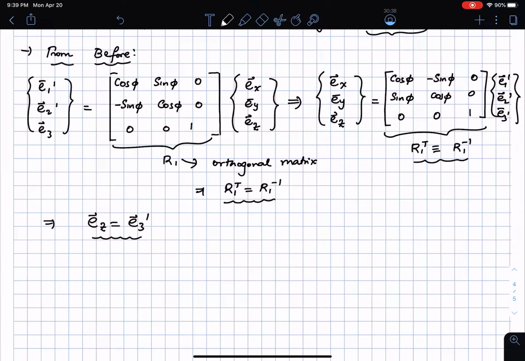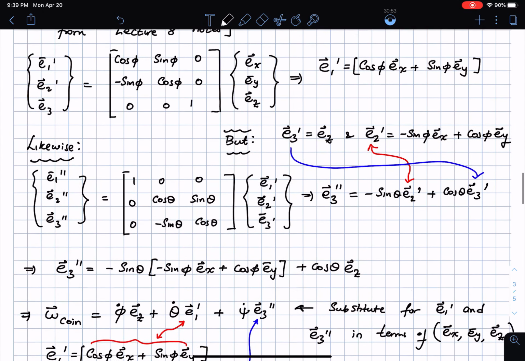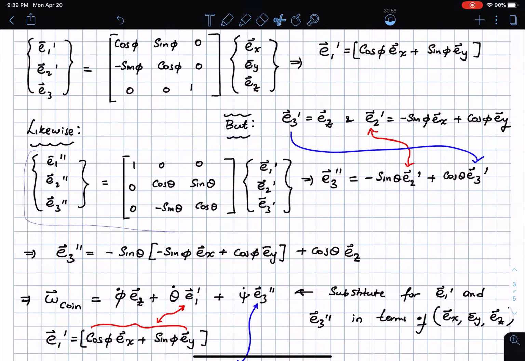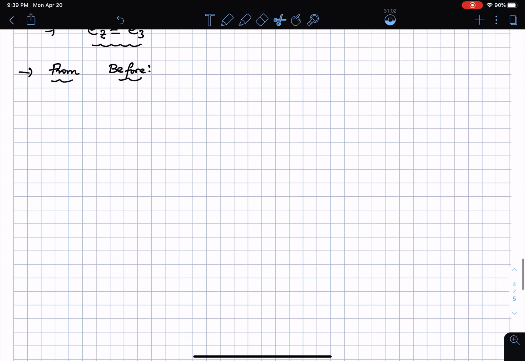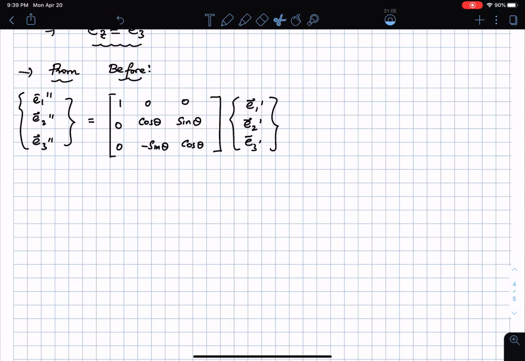Ez is the same as E3 prime, but then we need to write E3 prime in terms of E1 double prime, E2 double prime, and E3 double prime. So from before, I'll once again do this pretty quickly. We have this transformation. If I copy that and bring it down here, this implies that E1 prime, E2 prime, E3 prime is going to be the inverse of that rotation matrix.